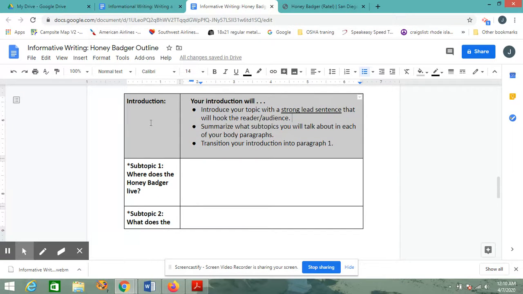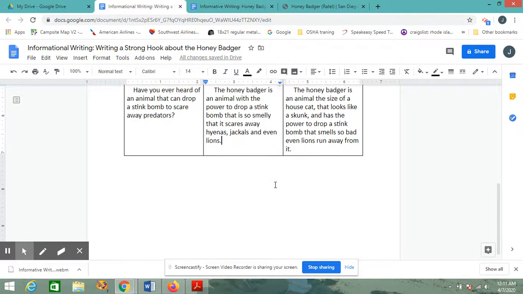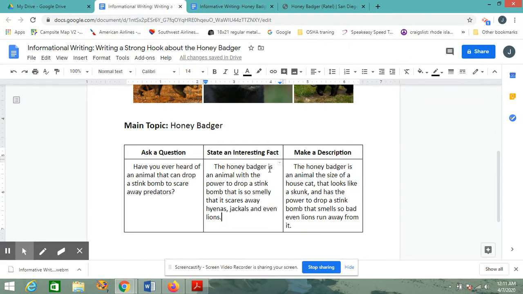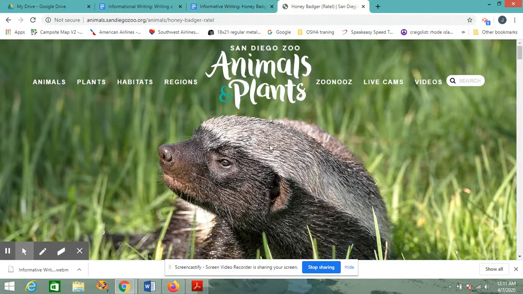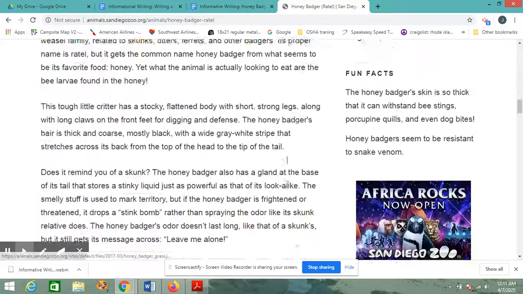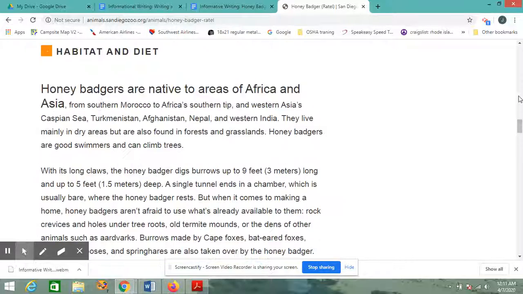We're in the introduction phase, but we're just writing that topic sentence, that hook that's going to get our reader interested. So use my examples to help you come up with your own examples. And you have plenty of interesting facts about the honey badger that will help you fill this out and come up with a question, an interesting fact, or to make a description. And I'm also going to link another video about the honey badger. Actually, I think it might be on this page. No, from the article we read yesterday.